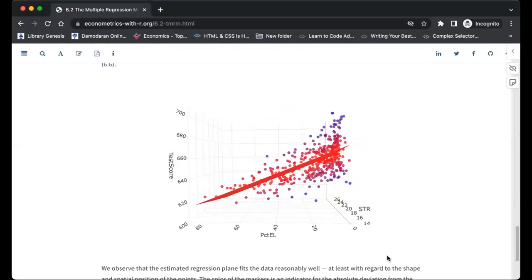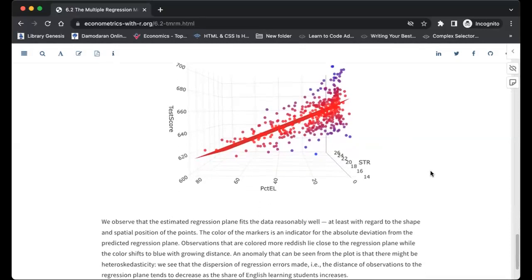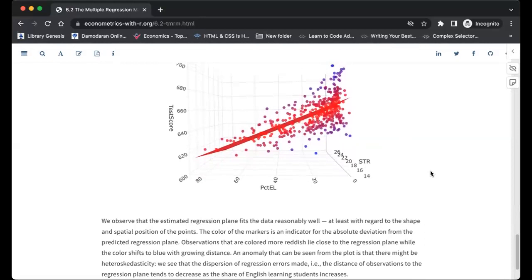We could see the visualization. We could see the linear connection. We could see that the linearity still holds, and the line of best fit crossed through very well. But we could also see that there is some anomaly that can be seen from the plot, like a problem of maybe heteroscedasticity.